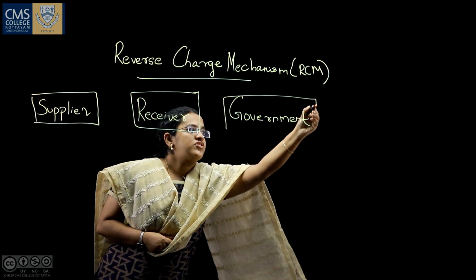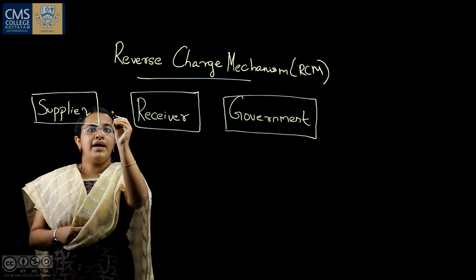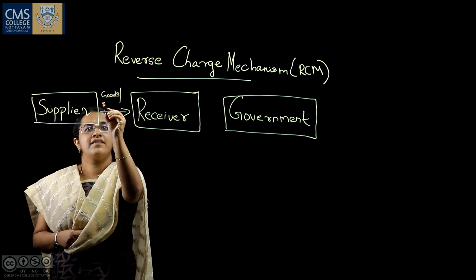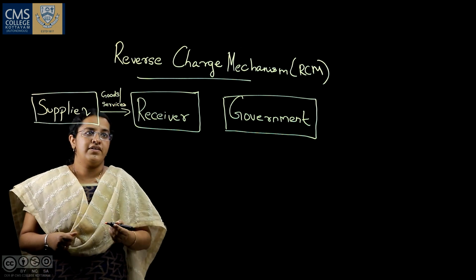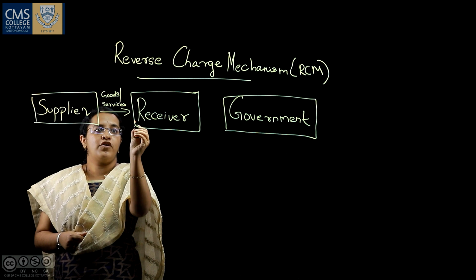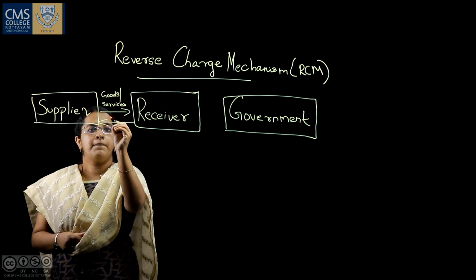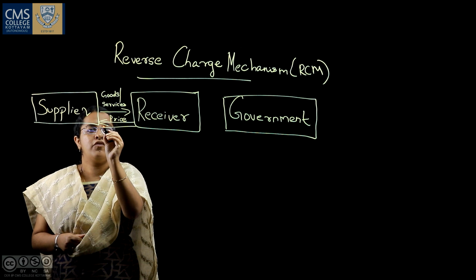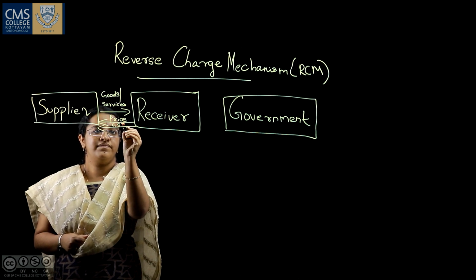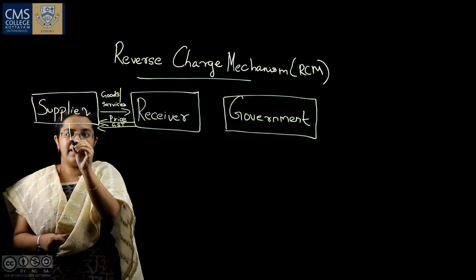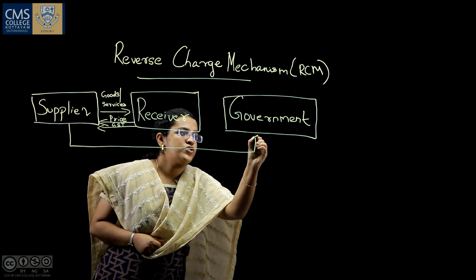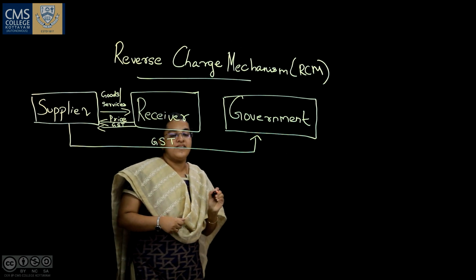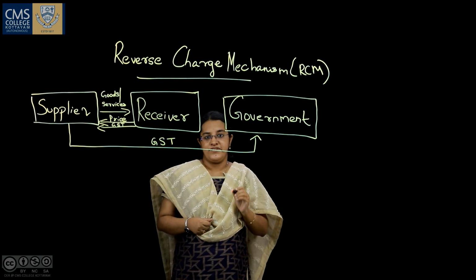Now, what happens in this chain of transaction? The supplier provides goods or services to the receiver. The receiver, in return for the goods or services that he has received, pays a price. And this price is inclusive of GST. Then the supplier rightfully deposits the GST amount to the government. This is what happens in a normal GST payment process.